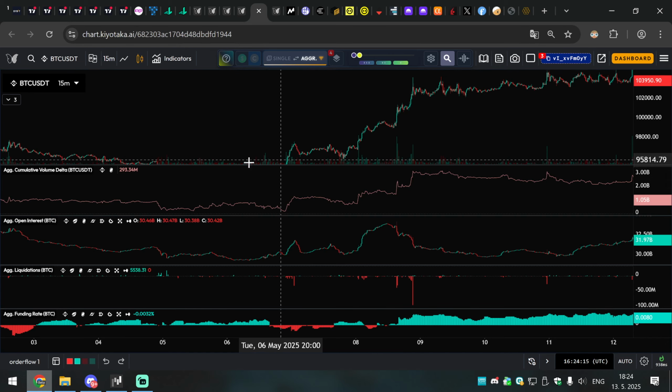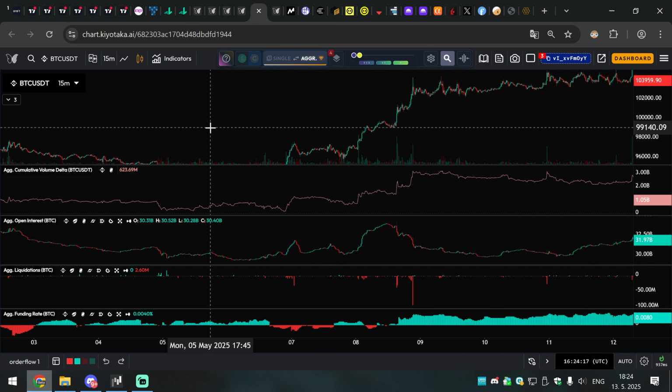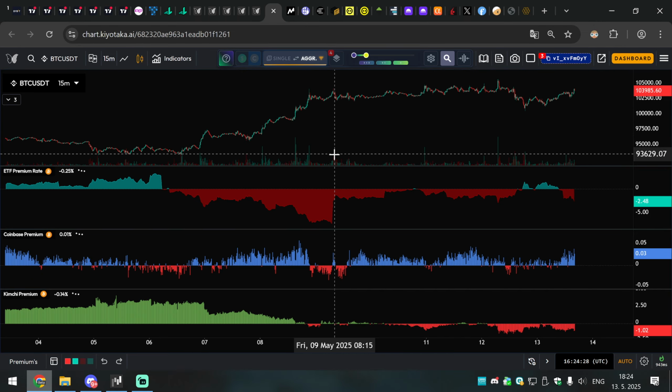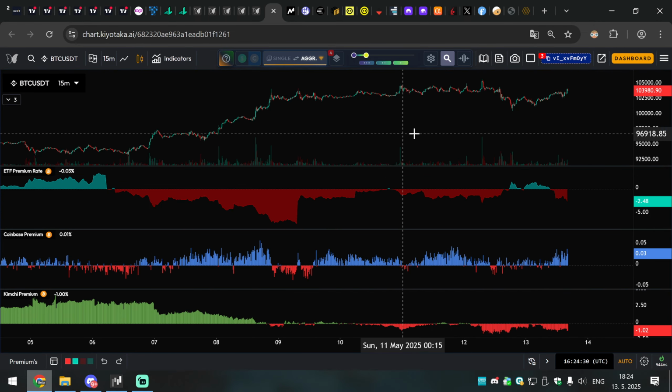So again, good template. And the final template to show you is the premiums. These premiums are supportive when you are already in the entry. You don't enter just based on them. Execution is completely different from supportive tools, which keep you in a trade.